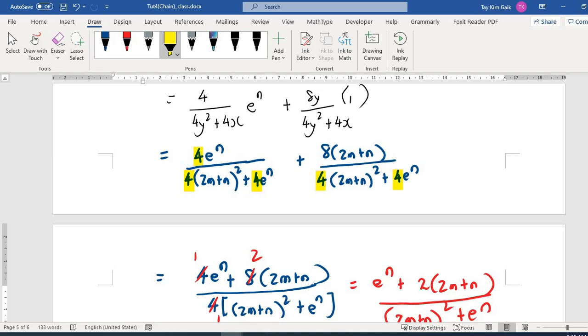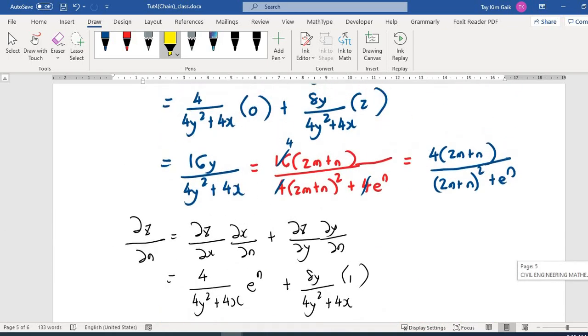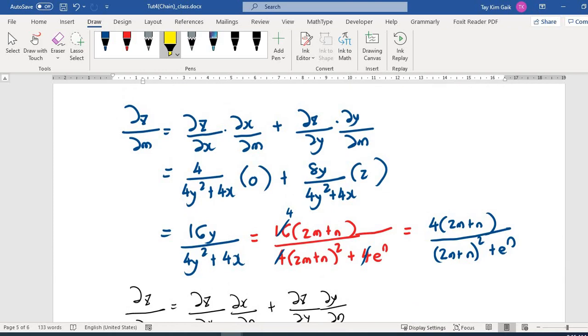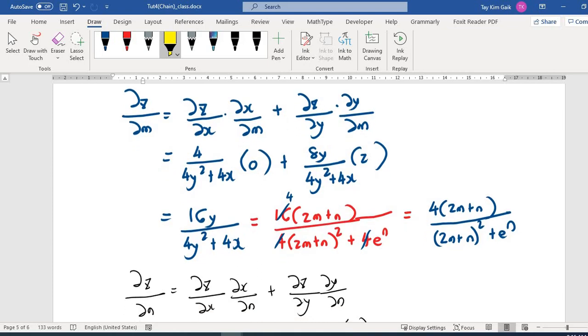No, doktor. Soalan apa yang first step sekali. Where? Del Z, del M. Yeah. Z for del X. Del Z, del X. Del Z, del X here. Del X. 4/4y squared plus 4x. If you cancel the 4, this one left 1. So this term will become 1/y squared plus x. If you simplify it.